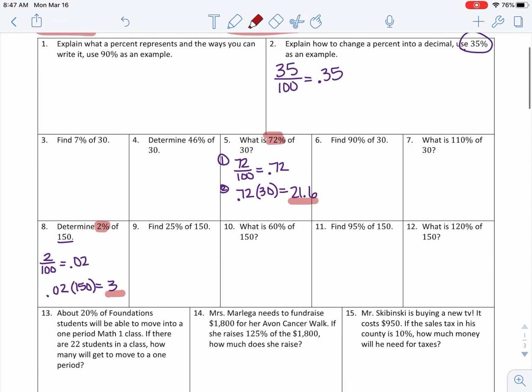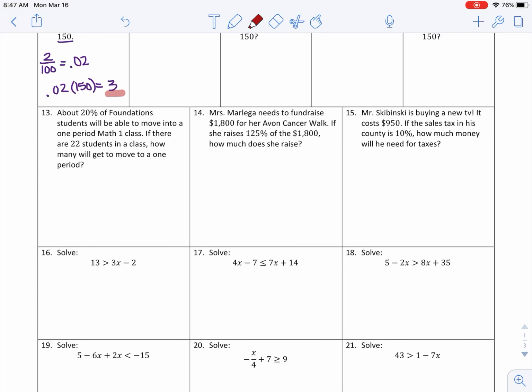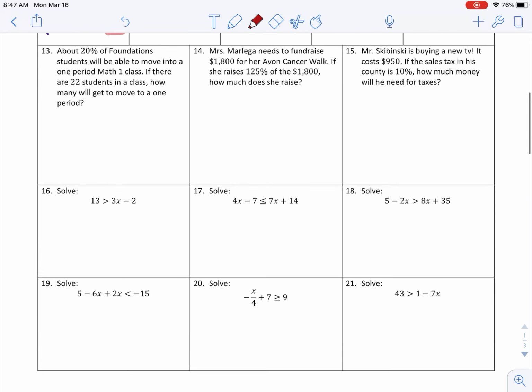The rest of the problems you should be able to do on this page. For 13, 14, and 15, it's the same concept. You're just using percents with actual word problems.